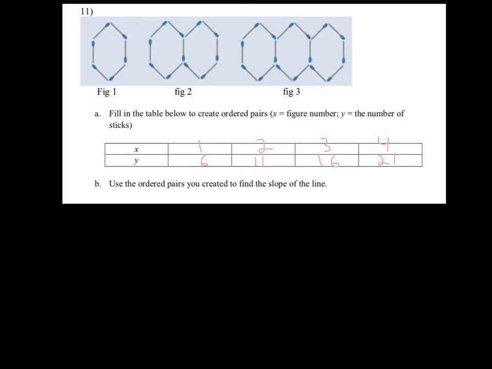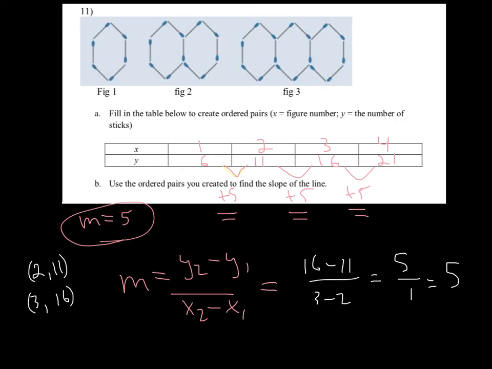How did I get 21? Well, the difference of 6 to 11 is adding 5, and the difference of 11 to 16 is adding 5. So when I add 5 to 16, I get 21. So I guess my slope is 5. And the reason it's 5 is because that is my constant change, my constant addition. So slope is 5.